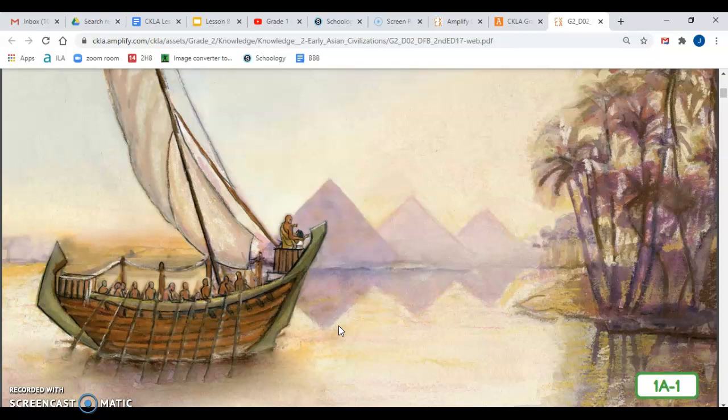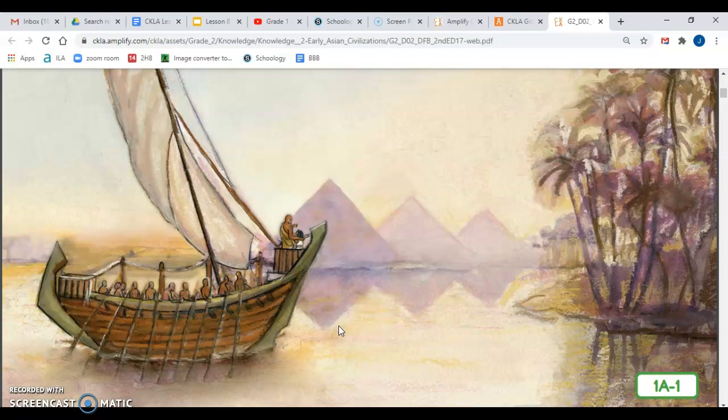So then cities often formed around rivers. Remember, I told you that yesterday. Rivers were super important for these cities because they needed that water to farm and to live. So the ancient Egyptian civilization in Africa formed along the Nile River. So that's something that you learned about. This is an image of that civilization.